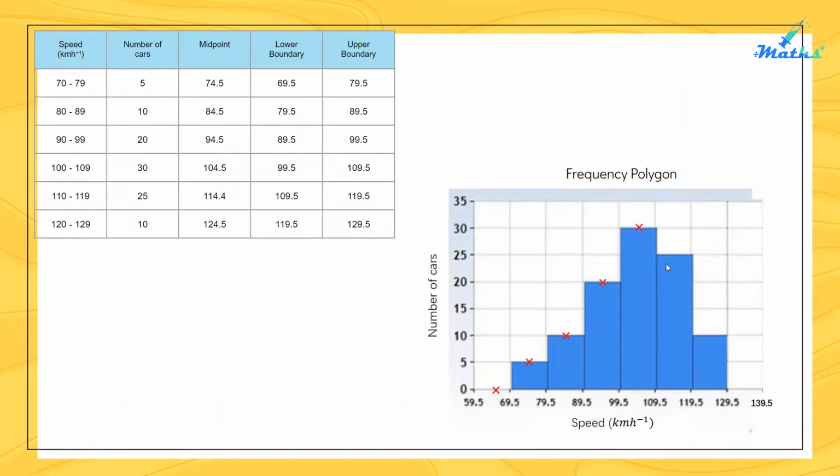104.5, 114.5, 124.5, and we end at 0. When we have already drawn these crosses, we just line them up. And this is the frequency polygon.